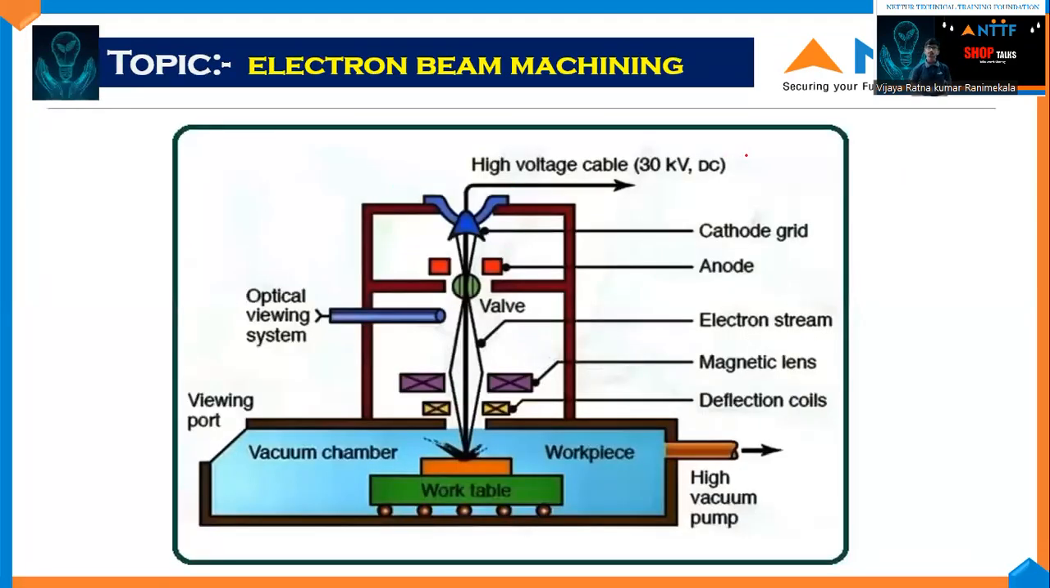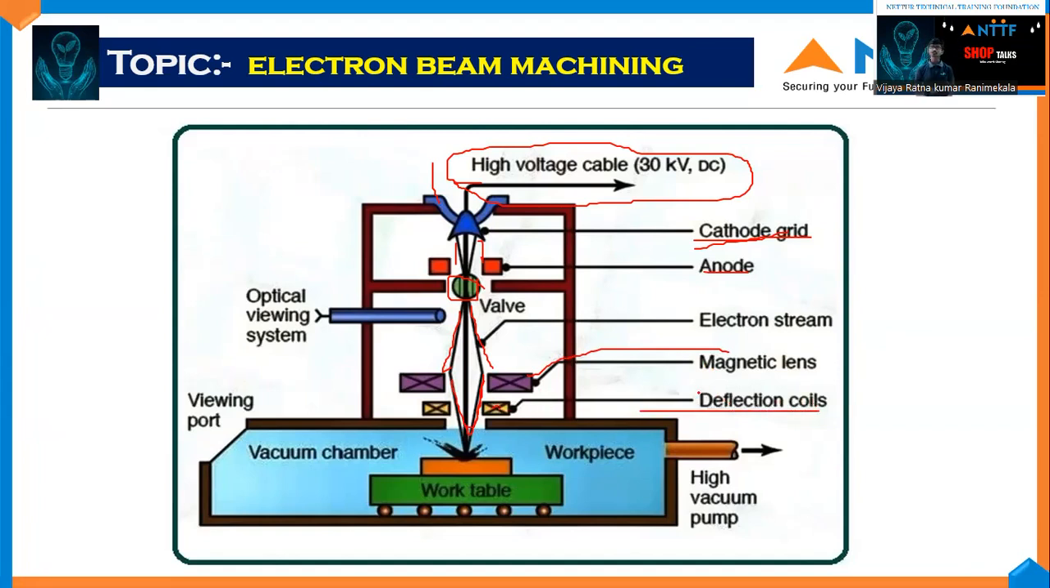Let us see the parts of electron beam machining process. There is a U-shaped chamber object called cathode grid and it is connected to a high voltage cable of 30 kilovolts direct current and it transmits the electrons. It is made up of tungsten and the electrons move towards the anode, and there is a valve. The electrons are streamed and enter the magnetic lenses, and the magnetic lenses shape the beam and do not allow the electrons to diverge, and it moves towards the deflection coils.